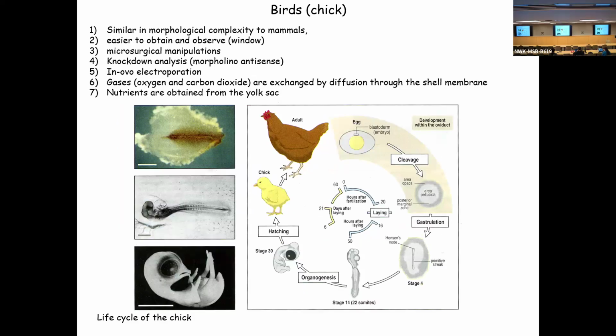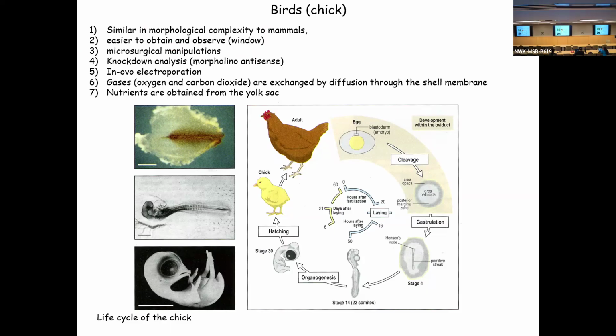Then we have the birds or the chick. The chick is so versatile. We can study it for many features. Let me just go over this. Similar in morphological complexity to mammals. You can study gastrulation in the chick. Okay, even though there is no endometrium, there's no uterus, there's no implantation, these animals undergo gastrulation, and we can study the gastrulation process in the chick. They're easier to obtain and observe.